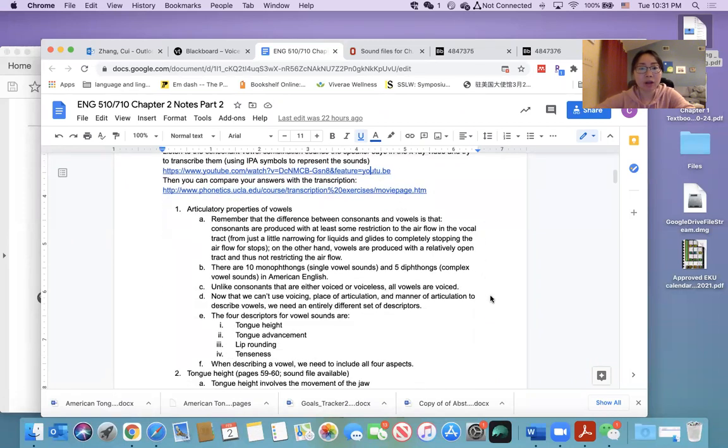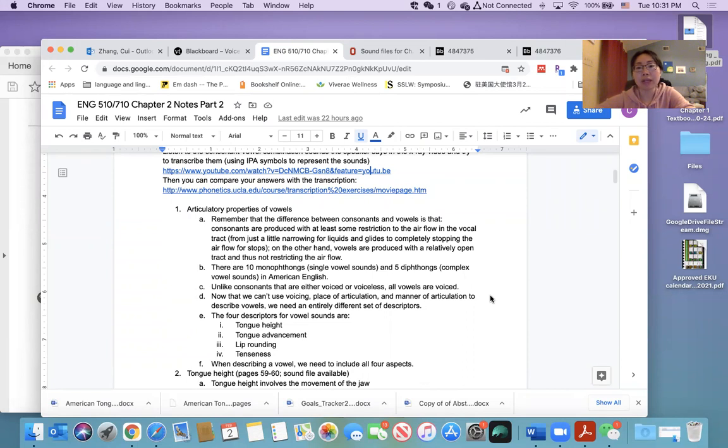First of all, we need to talk about the articulatory properties of vowels. Vowels are different from consonants. If you remember from the previous files, consonants are produced with some kind of airflow blocked or restricted in the vocal tract. But all vowels are produced with the vocal tract open, and so all vowel sounds are voiced. There are no voiceless vowel sounds. And so that means the descriptors we used to describe the consonants don't apply to vowels, right?